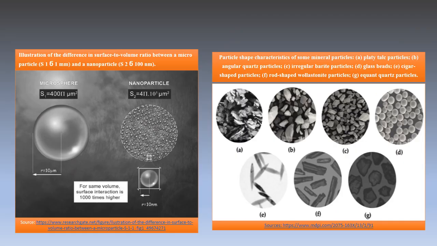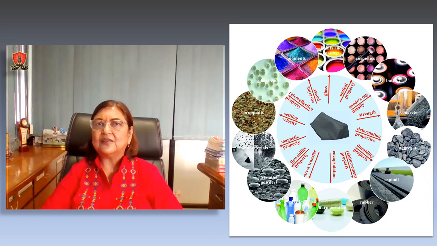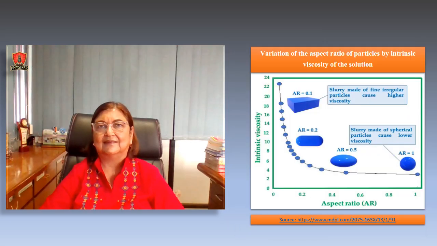These two size effects start dominating at the nano regime, and the properties of the material become size dependent in the nano regime. At the nanoscale, the shape and size of the constituent particles affect the material properties. An example of the size dependence of material properties is presented here.